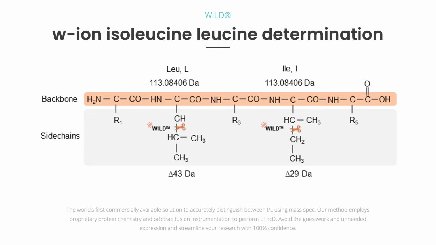So what we can do is fragment these individual amino acids further, where they will lose a very specific amount of mass in form of a W ion. We can measure this loss in mass, and from this data, we can determine whether the residue is an isoleucine or leucine with unmatched certainty. We call this WILD, for W ion isoleucine leucine determination.